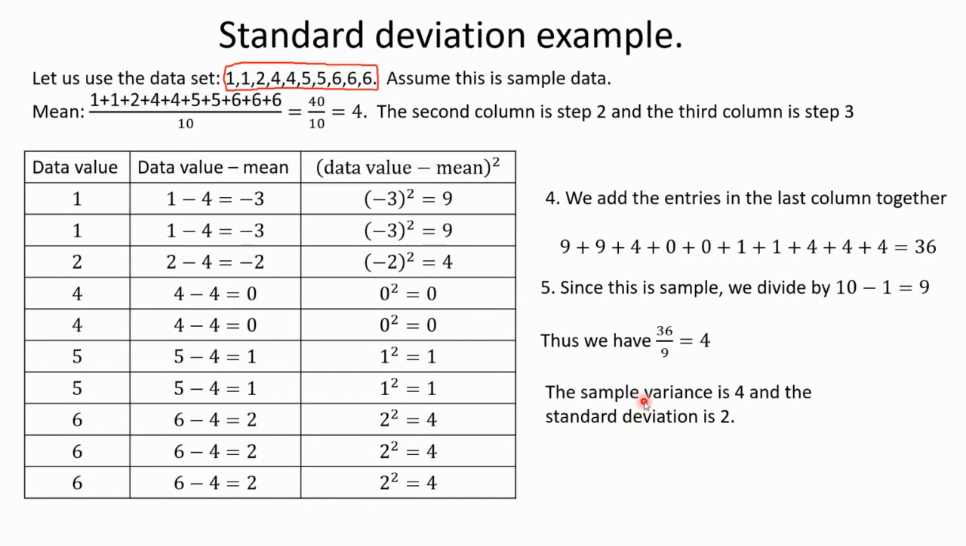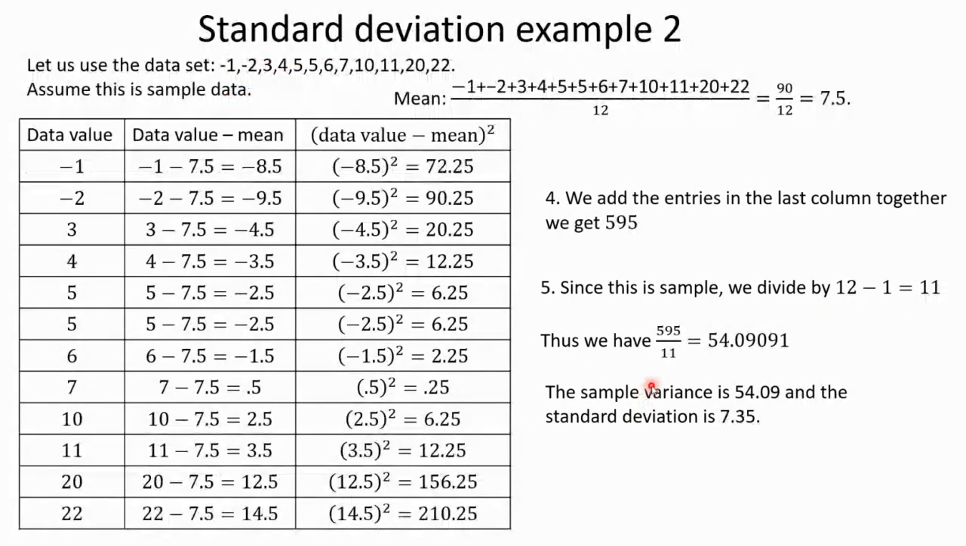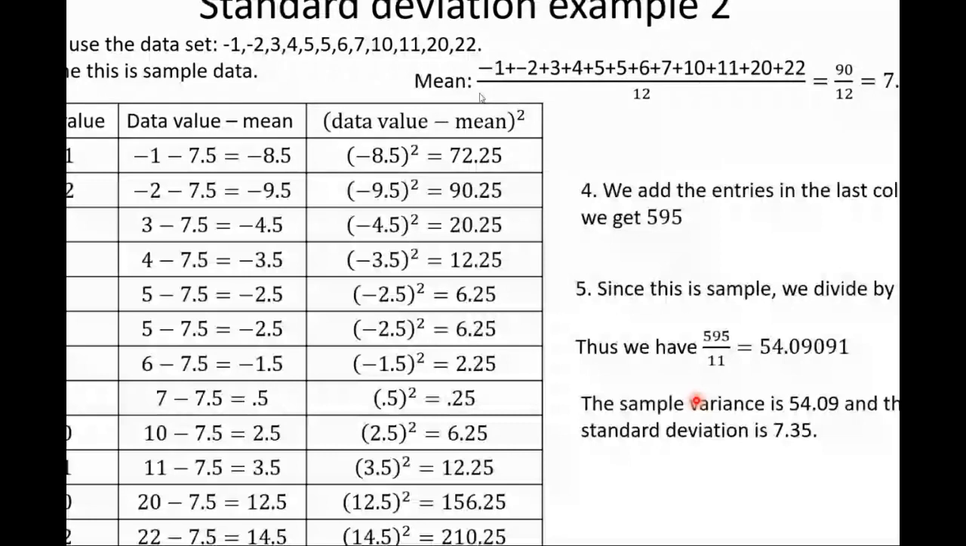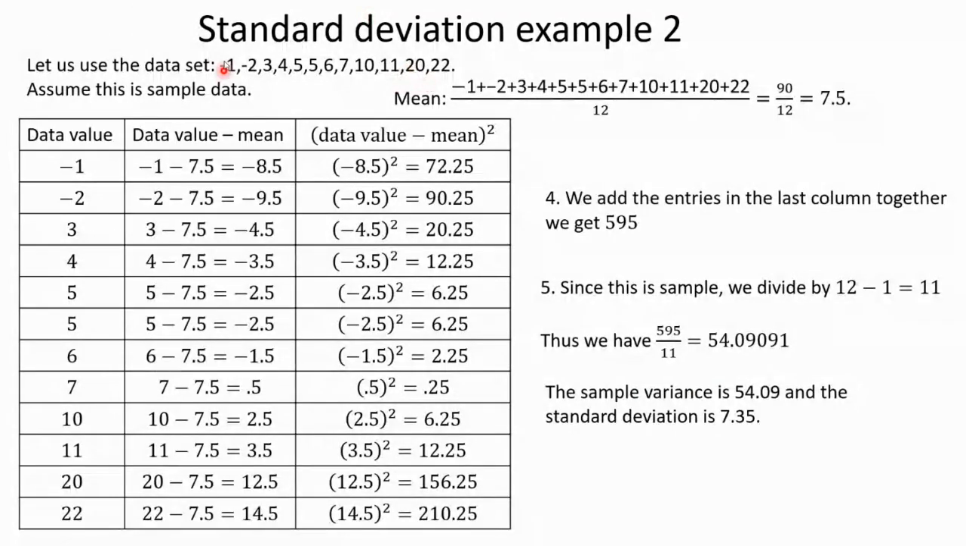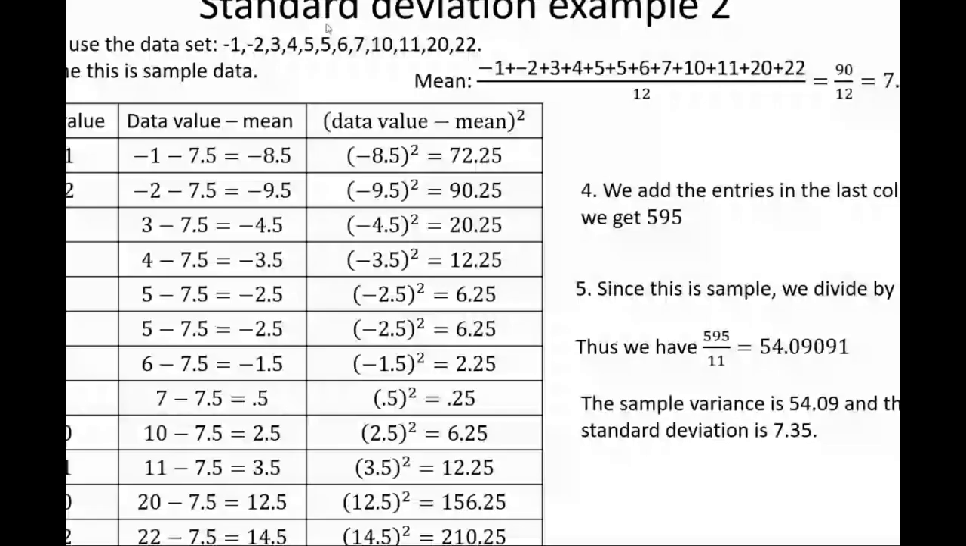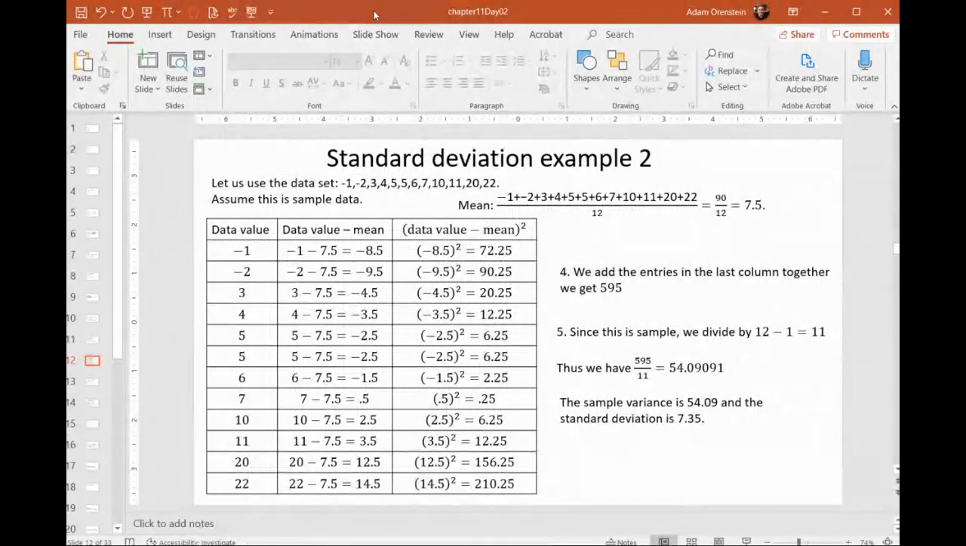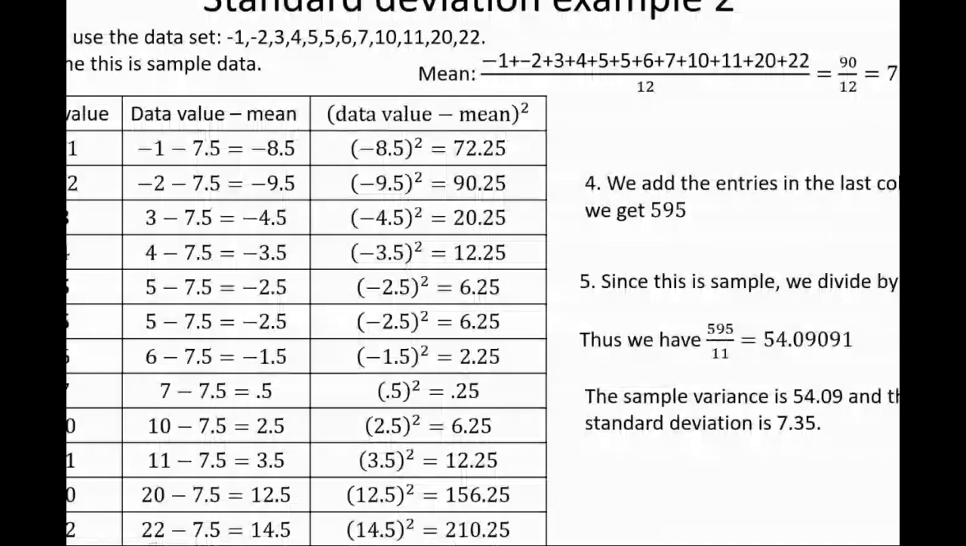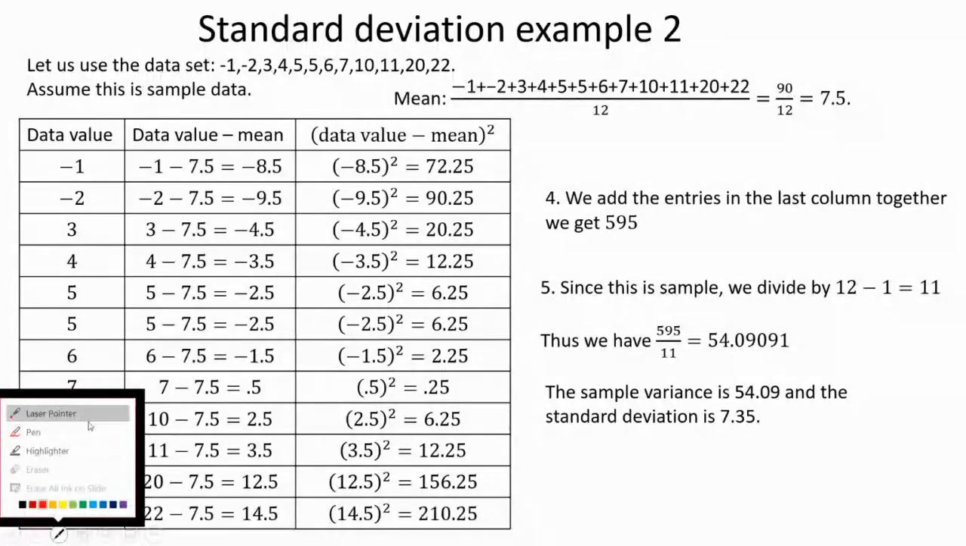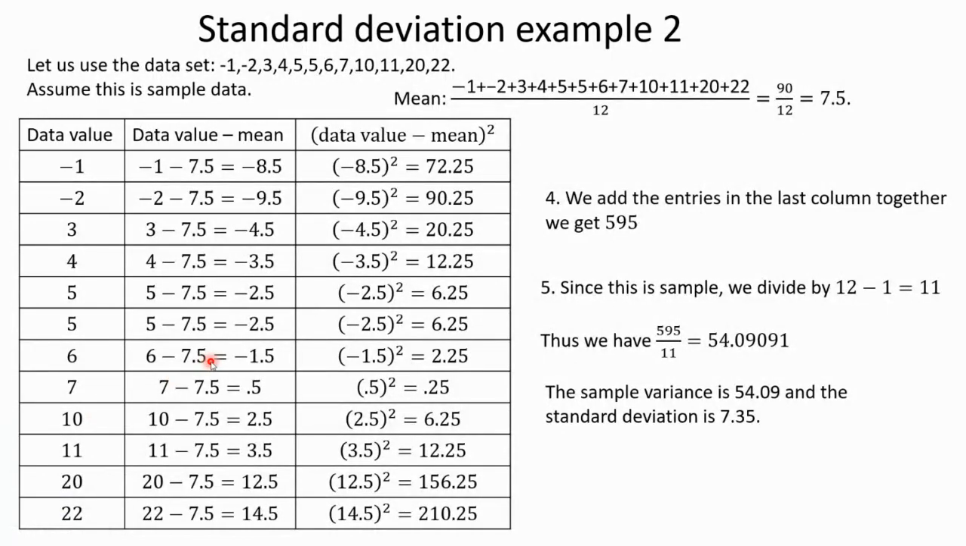Okay, so that's one example. Let's do another one. So here's another sample. Again, I just kind of pick these numbers randomly. Here, notice the data is already sorted, although really you don't have to sort the data when you're trying to calculate standard deviation. You could if you wanted to, but you don't have to.